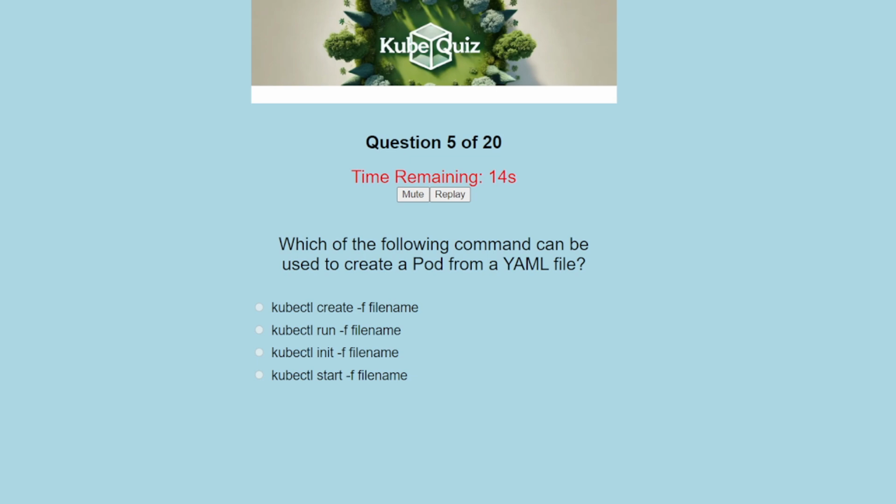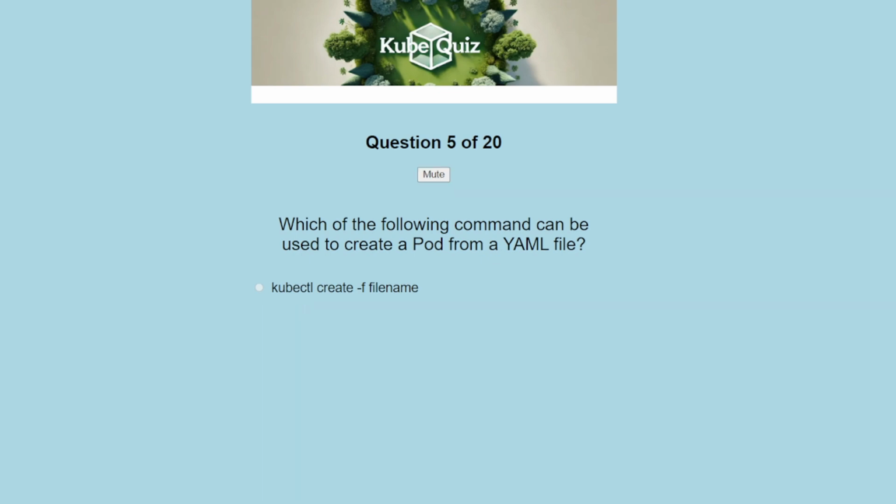Which of the following commands can be used to create a pod from a YAML file? kubectl create -f filename, kubectl run -f filename, kubectl init -f filename, kubectl start -f filename. The correct answer is kubectl create -f filename.